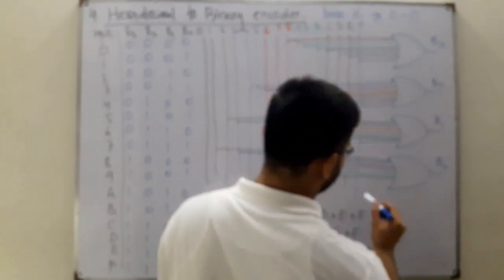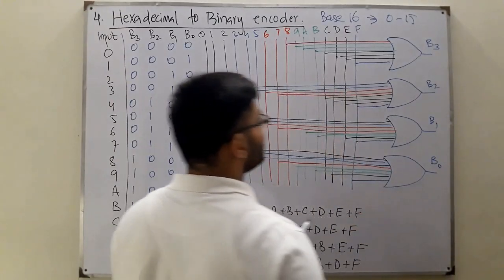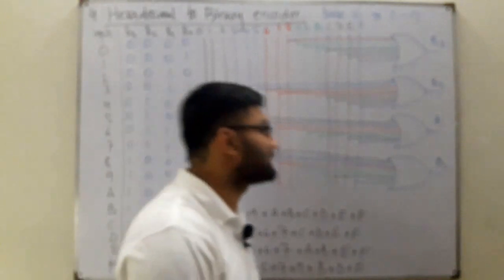So this was quite a complicated diagram. Not complicated, it was very easy, but required a lot of colors and a lot of time, all right? If you have more and more colors, it is easier to understand. Difficult to draw, of course, but easy to understand, okay? So that's all about the hexadecimal to binary encoder. That's all about this lecture as well.